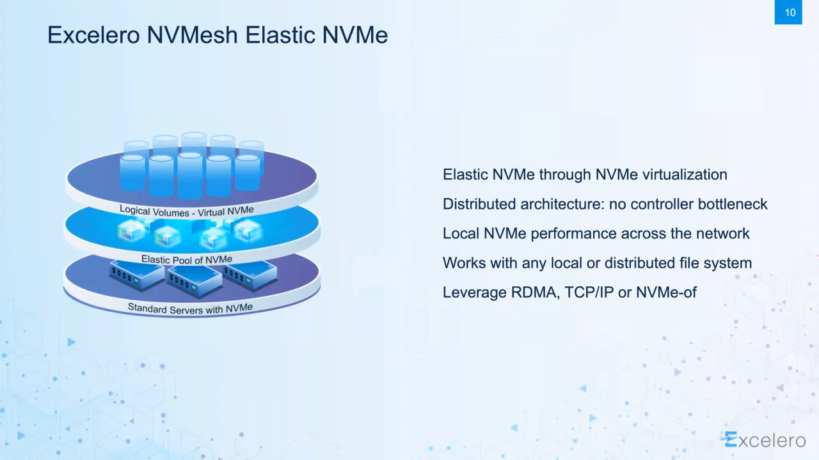Now, very high level, how does it work? You see, we have got 3 layers on this graphic. So typically, NVMesh is deployed on standard servers with NVMe devices in it. NVMesh is a software layer that will abstract the capacity of those NVMe devices and create one big pool, we call it an elastic pool of NVMe capacity. And from that pool, we will be creating logical volumes that then can be accessed either directly as block storage or with a file system, local or parallel file system by the application, by the GPUs.